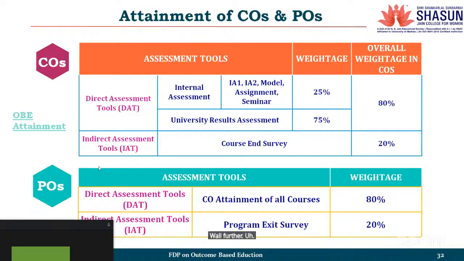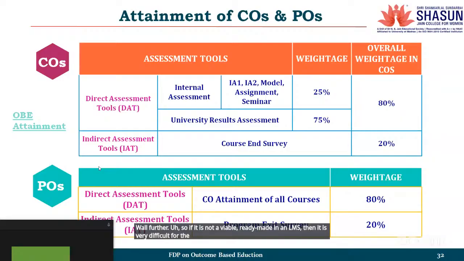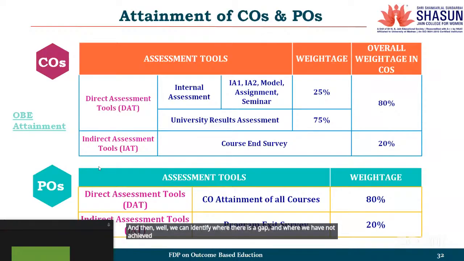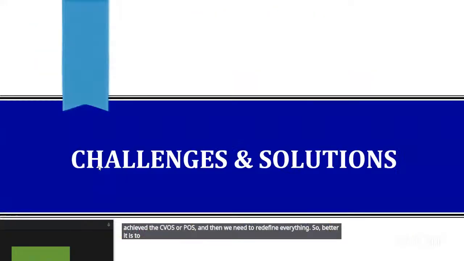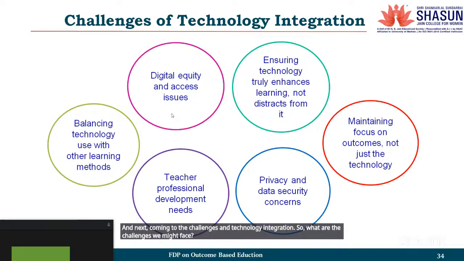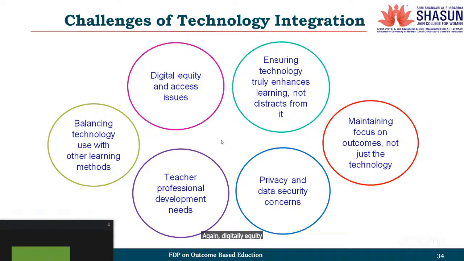If it is not available ready-made in an LMS, then it is very difficult for the faculty, because only at the end of the semester can we calculate all these attainments, and only then can we identify where there is a gap and where we have not achieved the COs or POs, and then we need to redefine everything. So it is better to have it in your LMS itself. Next, coming to the challenges in technology integration. What challenges might we face? Again, digital equity, whether everybody has the right to access everything, so that is one problem.